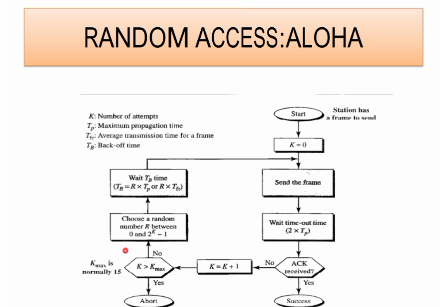So in this method, for each retransmission, a multiplier in the range 0 to 2 power k minus 1 is randomly chosen and multiplied by Tp, that is the maximum propagation time, or T frame, that is the average time required to send out a frame, to find the exponential back off. So in this procedure, the range of the random numbers increases after each collision and the value of k max is actually 15.